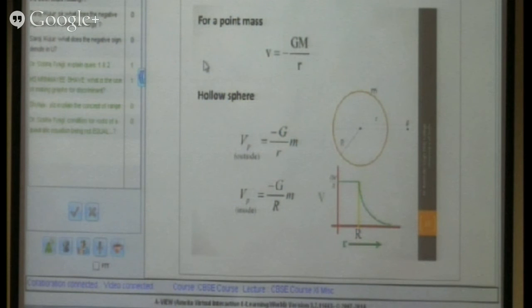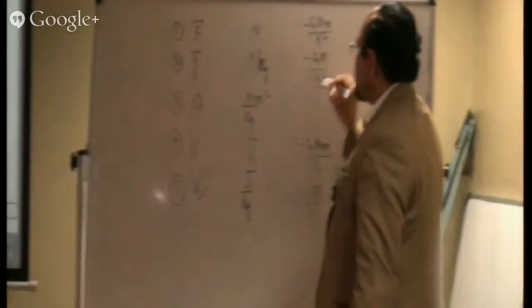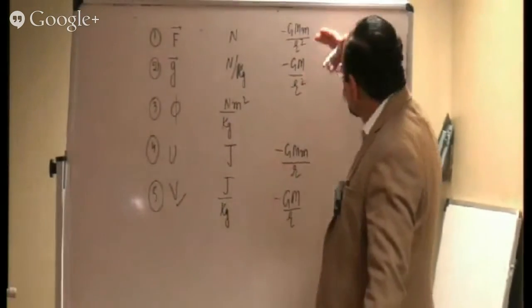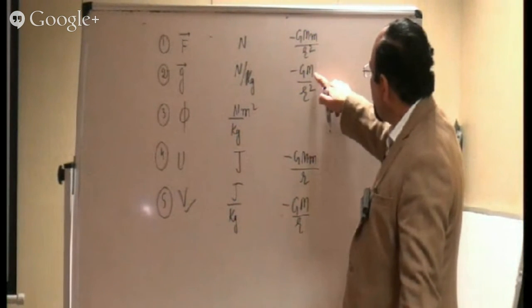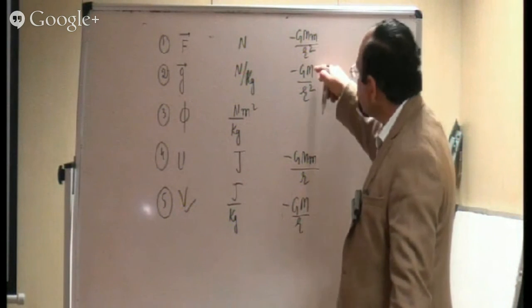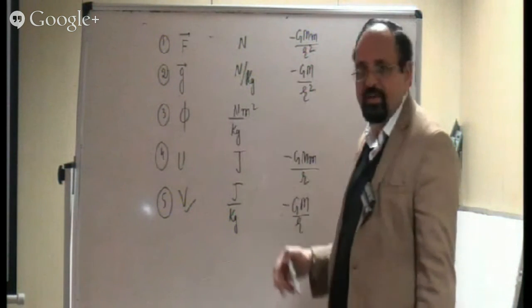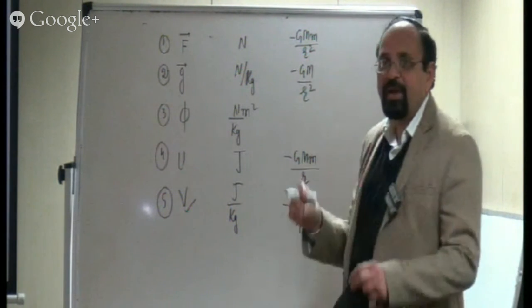For force, it was minus G M1 M2 divided by R square. For gravitational field, this was minus Gm by R square. See, there are small differences. One mass is missing from here. The mass which is responsible for the gravitational field intensity is there, but the mass which is kept at that point is not there.